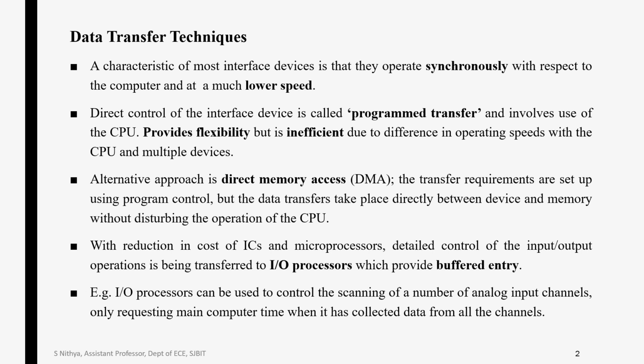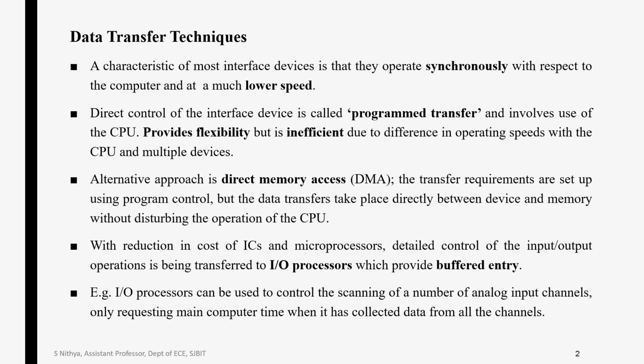The characteristic of most interface devices is that they operate asynchronously with respect to the computer and at a much lower speed. The direct control of these interface devices is called programmed transfer, which involves the use of the CPU. That provides flexibility but is inefficient due to the difference in operating speed with the CPU and also multiple devices. The alternative approach is direct memory access.